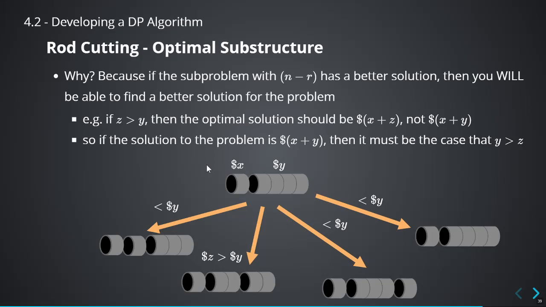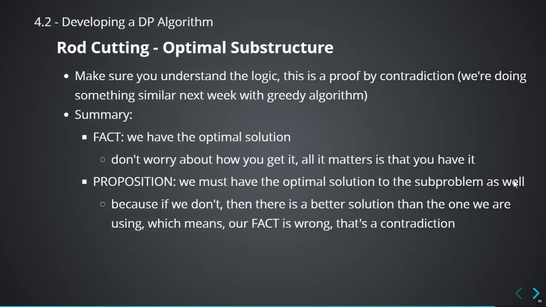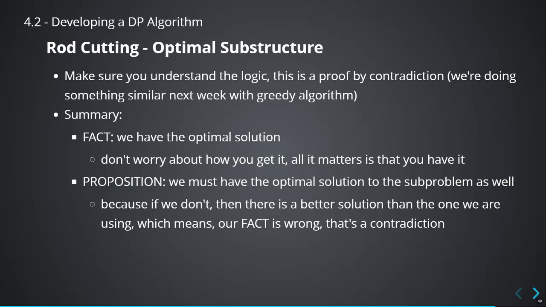So that's a contradiction, because we assumed that the solution to the problem is x plus y. That means y must be the best solution for this subproblem and must also beat all the other ones. If you just look at the best subproblem that we choose, y must be the optimal solution. So we must have the optimal solution to the subproblem. And that's pretty much it. Make sure you understand the logic.